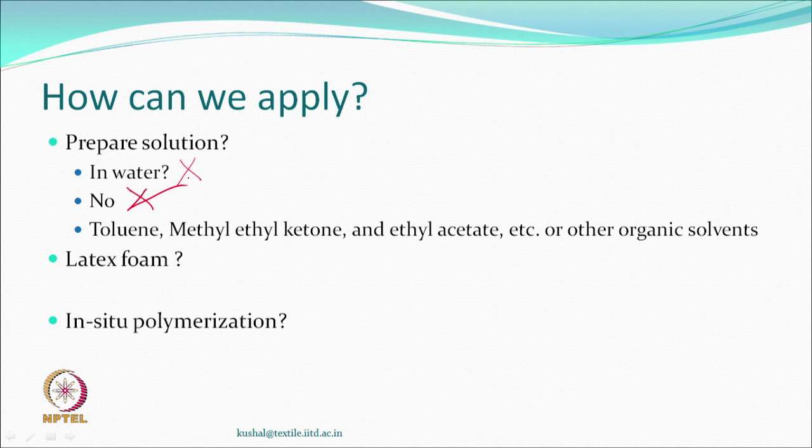So, you can use organic solvents, various solvents: toluene, methyl ethyl ketone, ethyl acetate, and other organic solvents can dissolve them. Otherwise, you can make latex. Latex are available which can be used as it is, or you can foam them and apply, or you can have a situation where one monomer has been applied in one way and the other, which is highly reactive, applied in a second go. You can make in situ polymerization also on the textile.